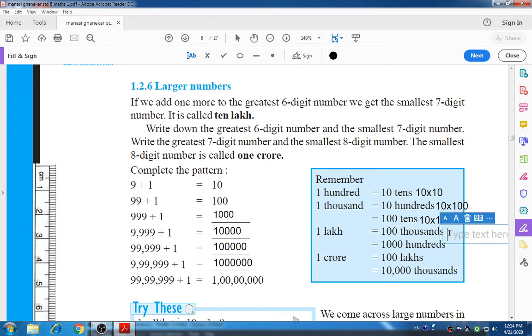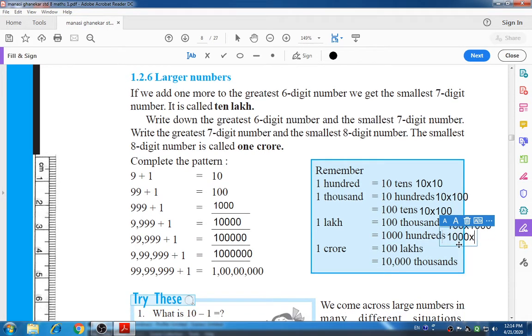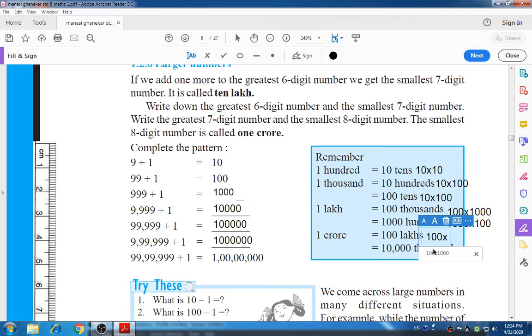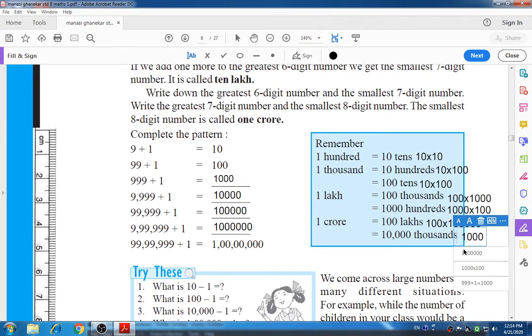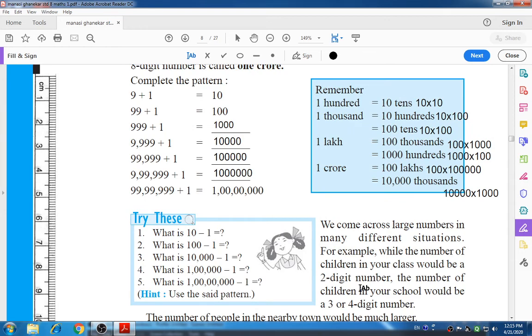1 lakh means 100,000, that is 100 into 1000. 1 lakh also means 1000 hundreds, that is 1000 into 100. 1 crore means 100 lakhs, that means 100 into 1 lakh. Okay, and 1 crore also means 10,000 thousands, that means 10,000 into 1000. Like that we have to remember these places.